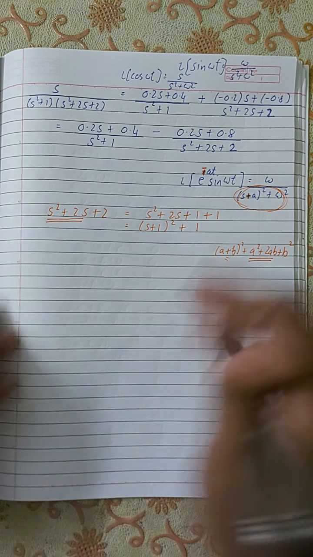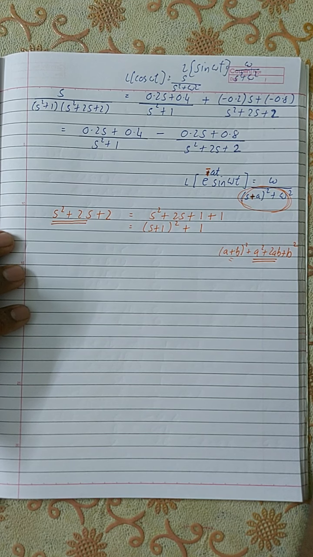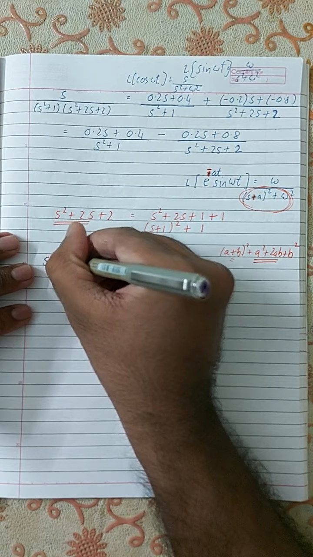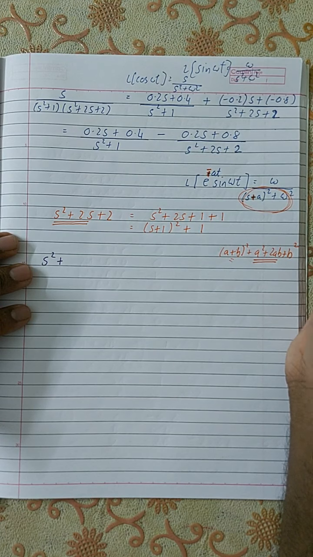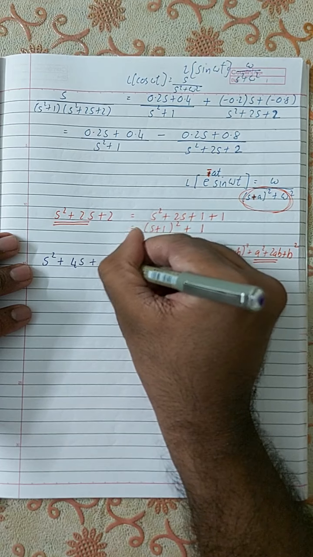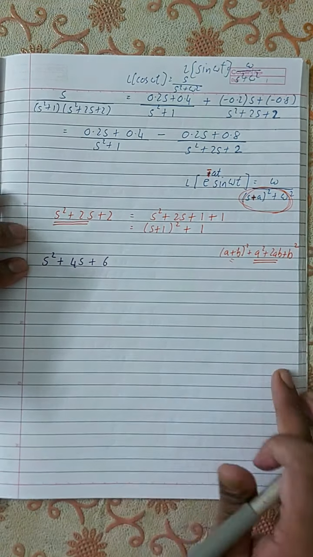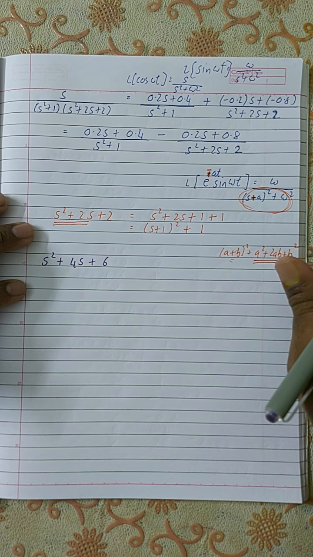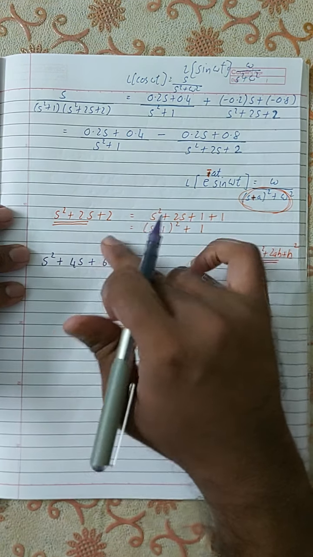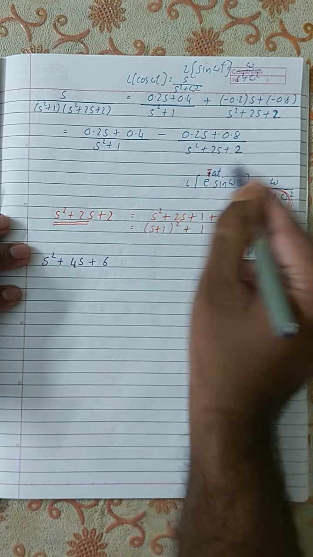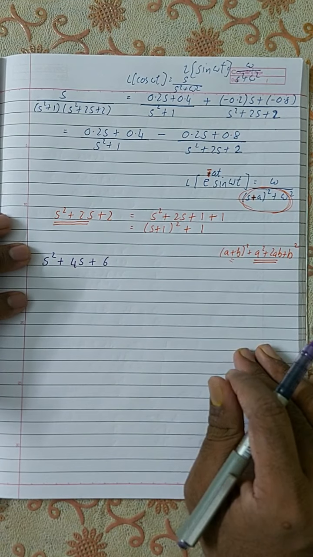For example, which equation do you want me to try? How about this one: s square plus 4s plus 6. Okay, let's try this equation: s square plus 4s plus 6. What do you do when this kind of an equation comes into the picture? If the denominator is looking like this, what do you do? It's very easy, right?